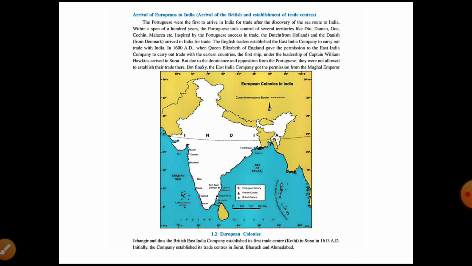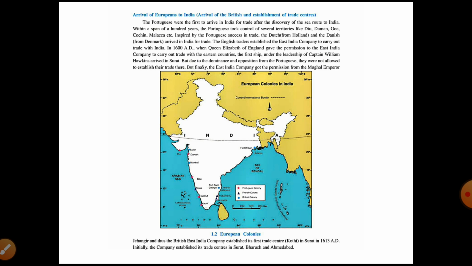Inspired by the Portuguese success in trade, the Dutch from Holland and the Danish from Denmark arrived in India for trade. The Portuguese came to India in 1498, and within the next 100 years, around 1600, the other Europeans observed the success of the Portuguese and also came from European countries to India, such as the Dutch, Danish, French, etc. The English traders established the East India Company to carry out trade with India.